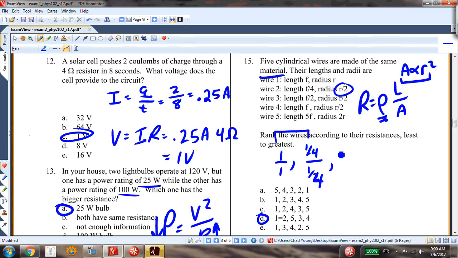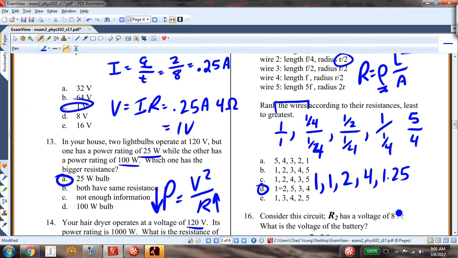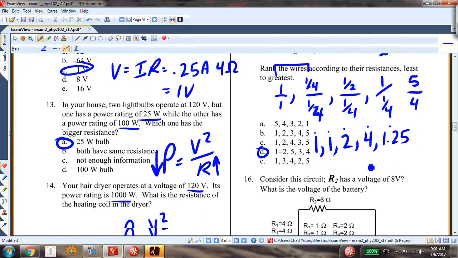I have 1 over 2, 1 over 4, 1 over 1 over 4, and 5 over 4. So rewriting those: 1, 1, 2, 4, and 1.25, or 1 1/4. And so ranking those, I have 1 and 2 are the smallest, 5 is the next smallest, 3 is the next smallest, and then 4 is the biggest.